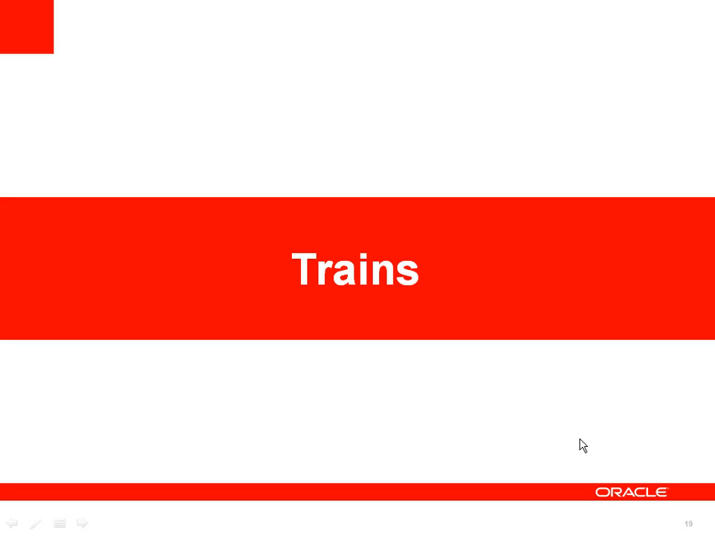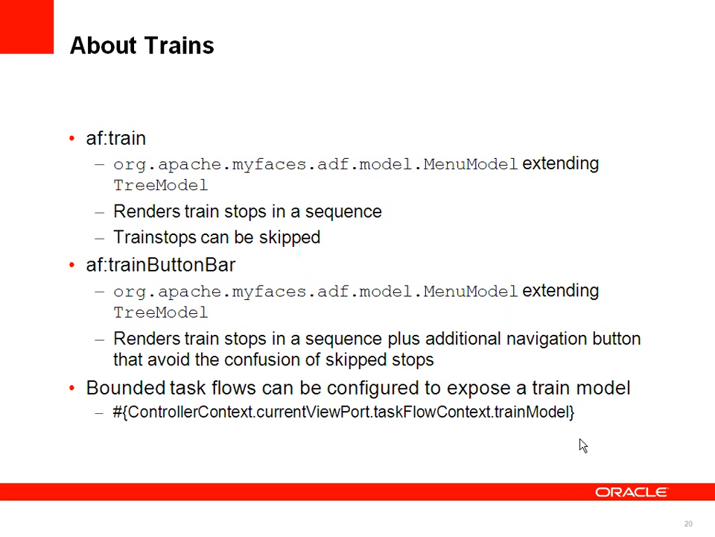Before continuing with the employee edit bounded task flow, let me quickly explain what trains are, because that's exactly what we want to implement in this bounded task flow. So first of all, a train is a menu, is a model. Every view activity that you flag as a train stop, or every task flow call activity that you flag as a stop, can be navigated using one of the two components, the af:train component or the af:trainButtonBar component. The af:train component is a horizontal or vertical line with stop bullets on it that represent a view or task flow call activity.